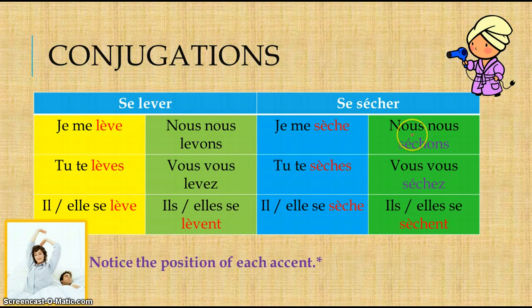With se sécher, the nu and the vu actually have an accent as well. They're going in the opposite direction though. It's accent aigu. The boot has accent grave, and the nu vu has accent aigu. The same is not true for se lever. The only accents in se lever occur in the boot. Pardon my drawing of my boot.